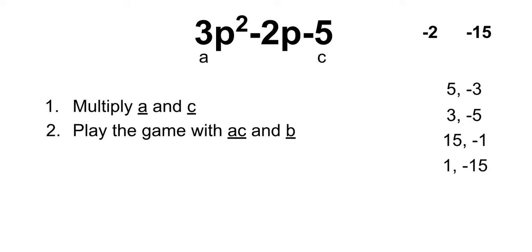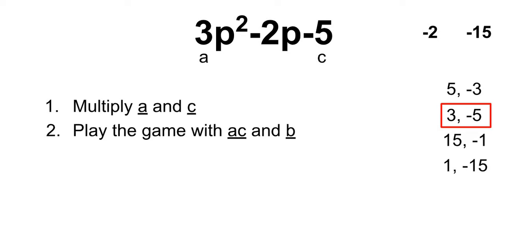Well, 5 and negative 3 multiply to negative 15, but they don't add to negative 2, they add to positive 2. 3 and negative 5 multiply to negative 15, and they do add to negative 2, because 3 minus 5 is negative 2. So in this case, 3 and negative 5 are a winning pair.